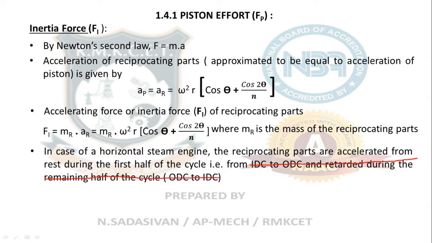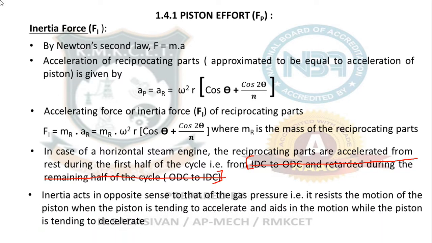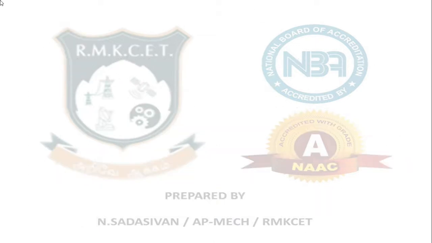So that's because of these sentences you will get confused. Let's leave this out of discussion. You can make a note of what I have told earlier. In case inertia acts in opposite sense to the gas pressure, it resists motion of the piston when the piston is tending to accelerate, and it aids in the motion while the piston is tending to decelerate. That's what I told earlier, right? That's the same point being repeated. Clear? Okay, let's move on.